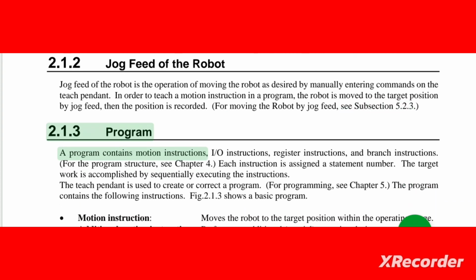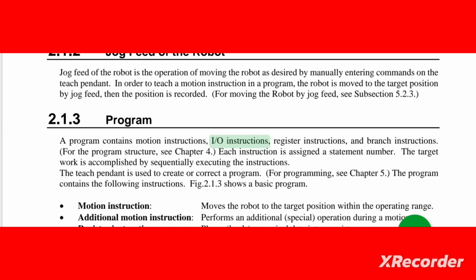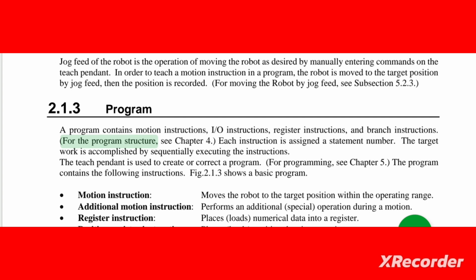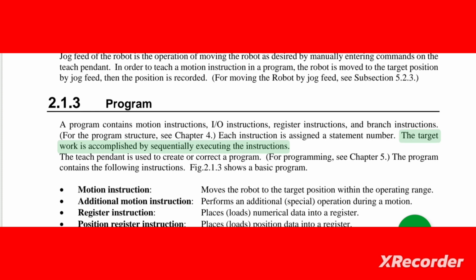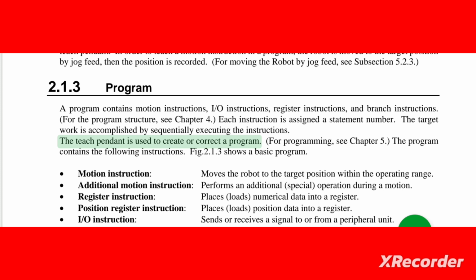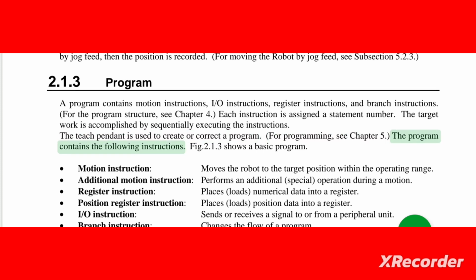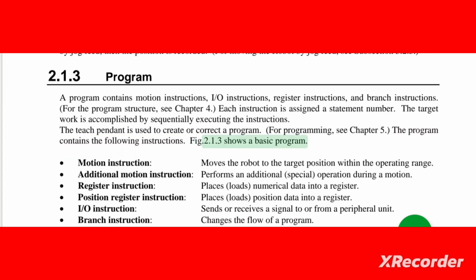2.1.3 Program. A program contains motion instructions, I/O instructions, register instructions, and branch instructions. For the program structure, see Chapter 4. Each instruction is assigned a statement number. The target work is accomplished by sequentially executing the instructions. The Teach pendant is used to create or correct a program. For programming, see Chapter 5. The program contains the following instructions. Fig. 2.1.3 shows a basic program.